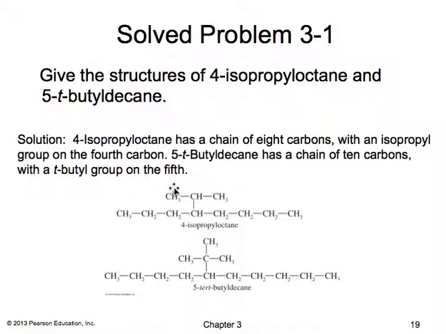So you have to memorize those common names like isopropyl, isobutyl, neopentane, all of that. 5-tertiary butyl or t-butyl decane. So again, you're going to write out the decane. At the 5 position, you're going to put the tertiary butyl group, and so this would be how you write out the structure.